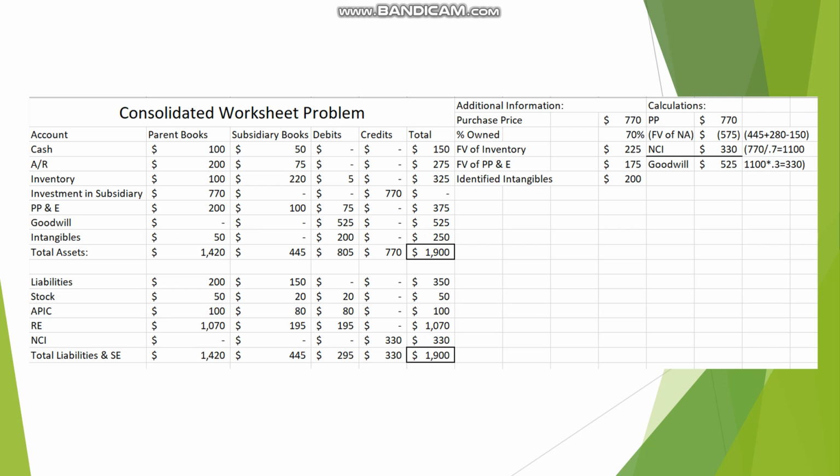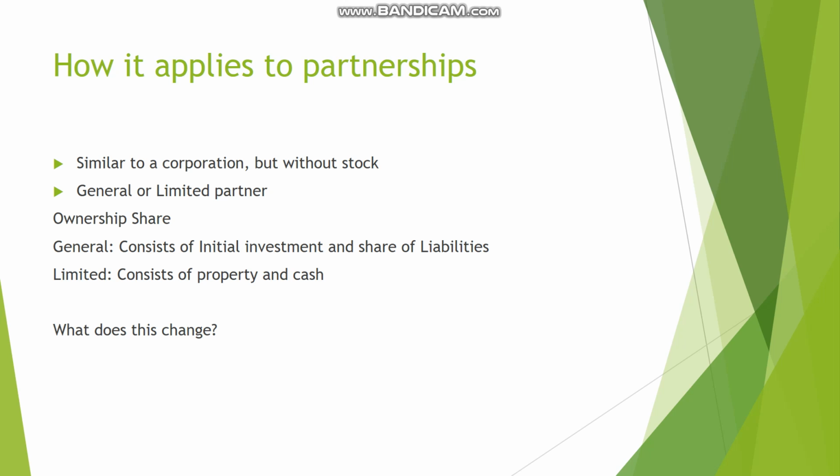And so now, as you can see, we have one more step, and that's figuring out the non-controlling interest, which we already calculated at $330. So we'll be crediting that in order to bring our non-controlling interest in the subsidiary's books up to $330. And finally, if you take a look at our totals column, our assets do equal our liabilities and stockholders' equity, every accountant's dream. And with that, we'll move on to how this affects partnerships.